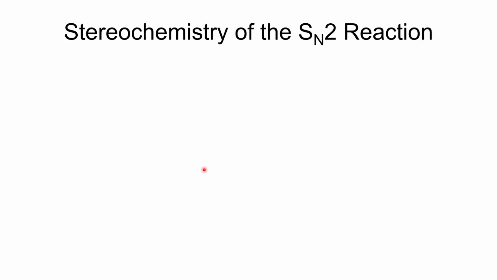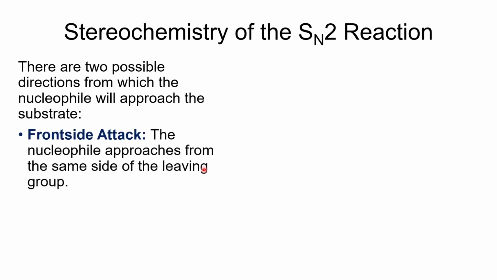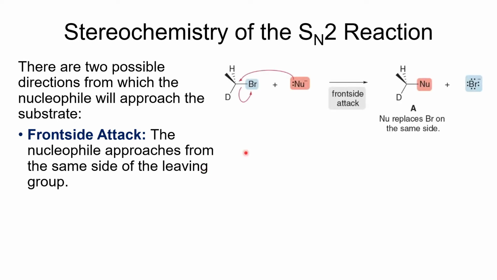Now, we want to look at the stereochemistry for the SN2 reaction. And the reason we want to do this is because there are two possible directions with which the nucleophile can approach our alkyl halide. One possible approach would be what's called a front side attack. And that's where the nucleophile comes in and approaches from the same side as the leaving group.